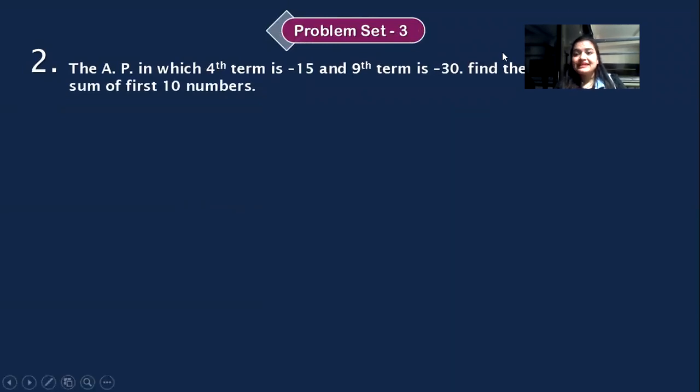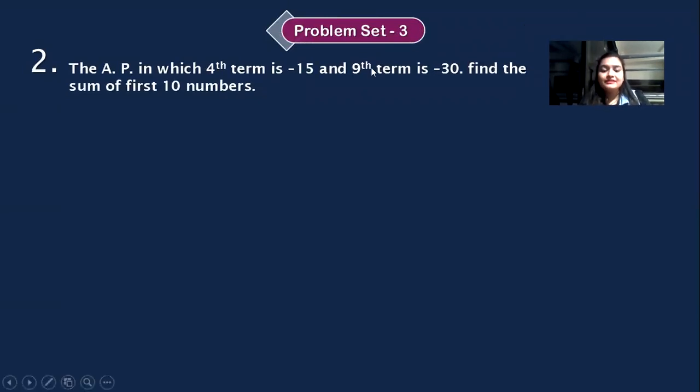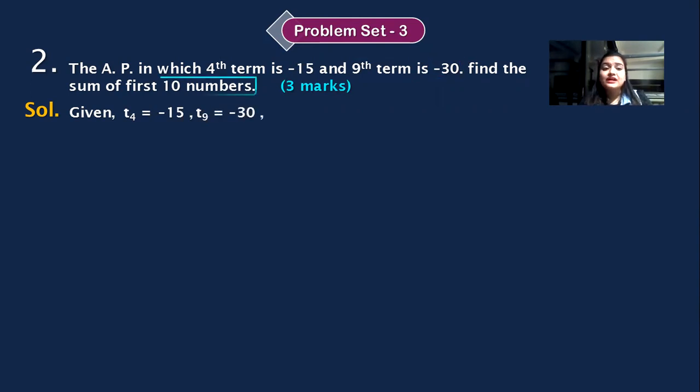The AP in which fourth term is minus 15, ninth term is minus 30. Find the sum of first 10 terms. In an AP, follow the pattern. Fourth term T4 is minus 15. Ninth term T9 is minus 30. Find the sum of first 10 terms, S10. In AP, always remember whatever is given, you will always start with it. In the given, the information about Tn is there, T4, T9.